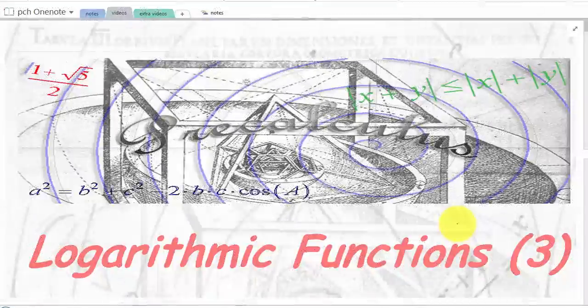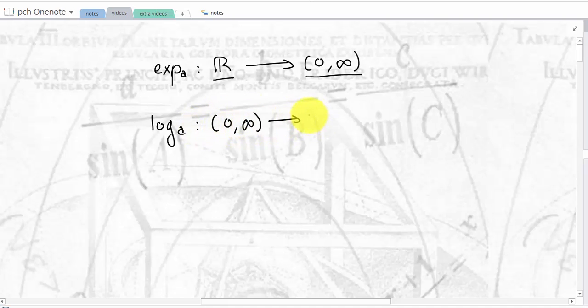After exploring where the logarithmic functions are from, let's now turn our attention to their graph. Recall that the exponential base a has R for domain and 0 to infinity for range. Therefore, the logarithm base a will have 0 to infinity for domain and R for range. You take an x and you associate log base a of x.